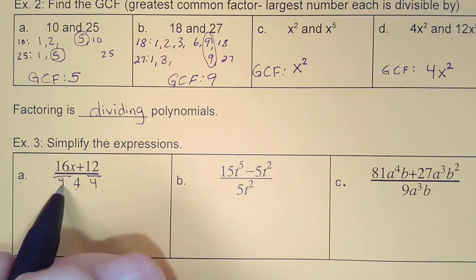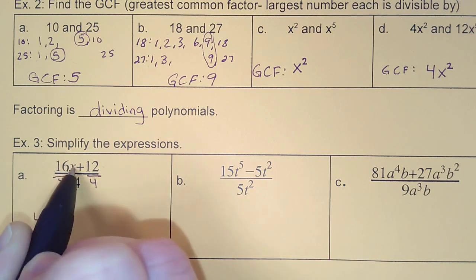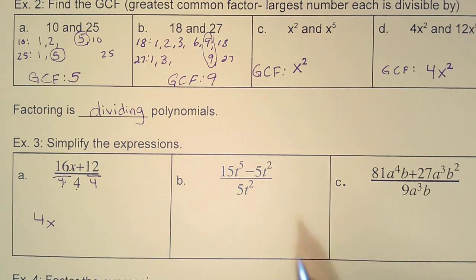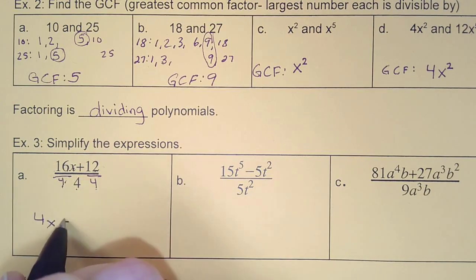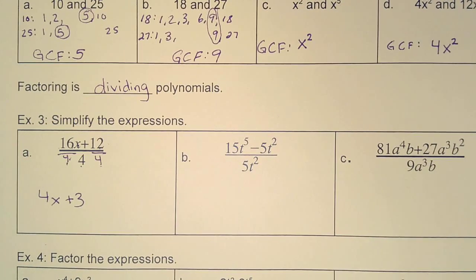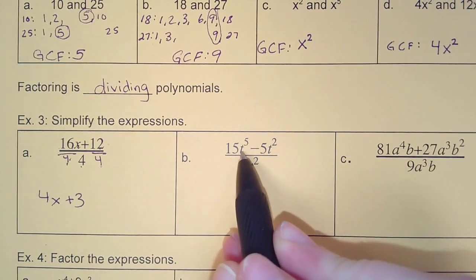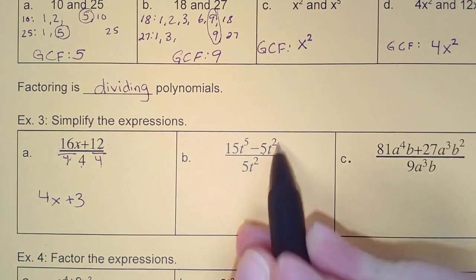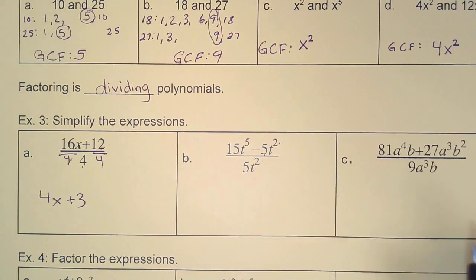So 16 divided by 4 is 4. X divided by no x stays x. 12 divided by 4 is 3. B, we have 15 t to the 5th minus 5t squared. I'm dividing by 5t squared.